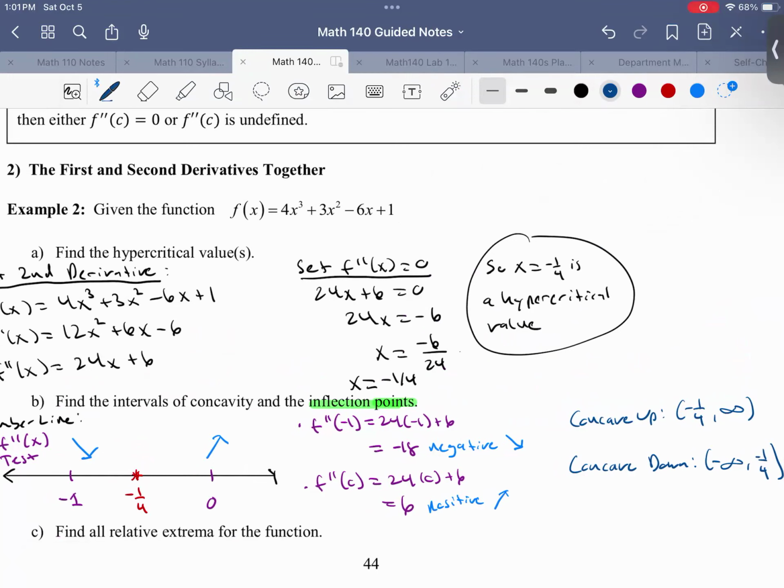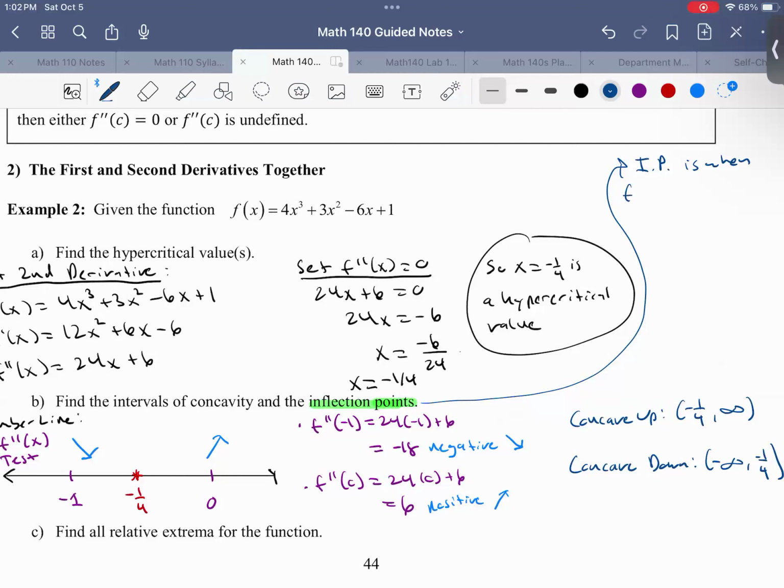But inflection point, what we're going to do is just take this hypercritical value and plug it into our function. So what I'll say is inflection point, I'm going to abbreviate it, IP, is when the second derivative equals 0, which is x equals -1/4.